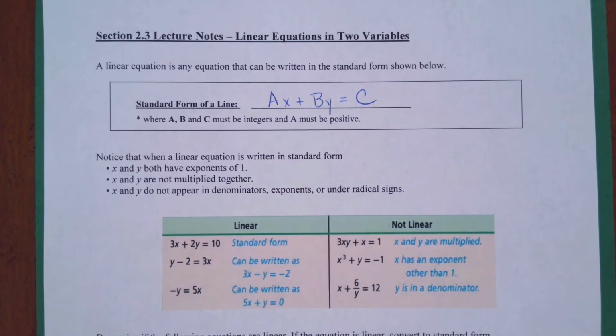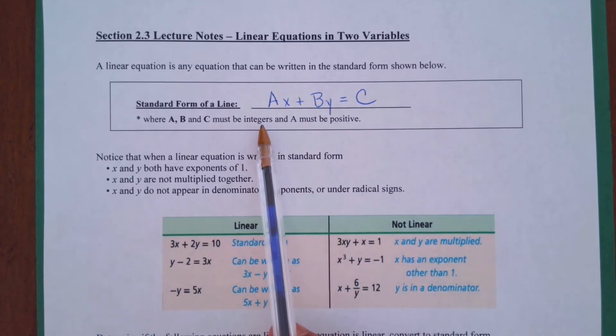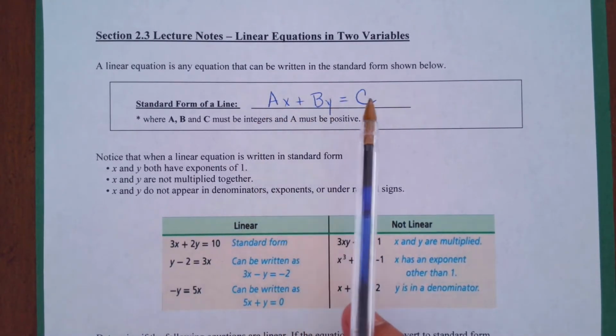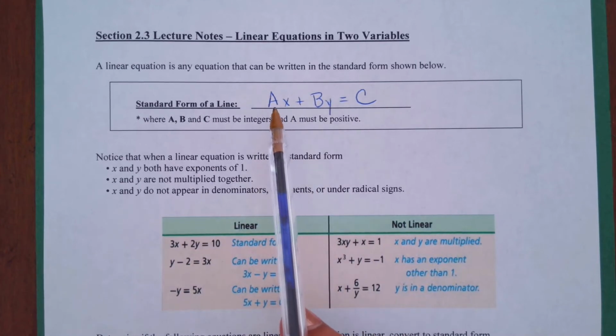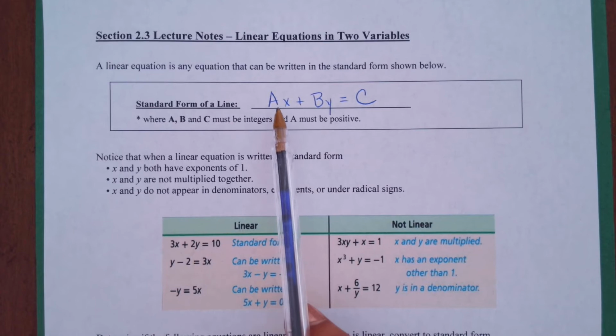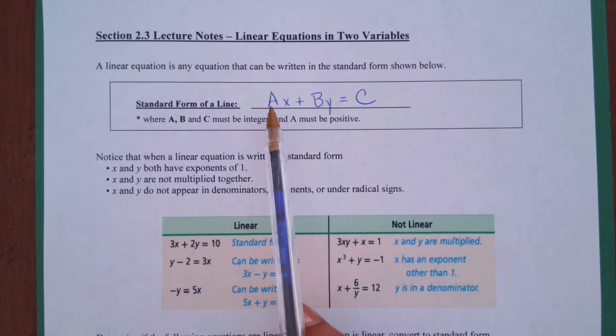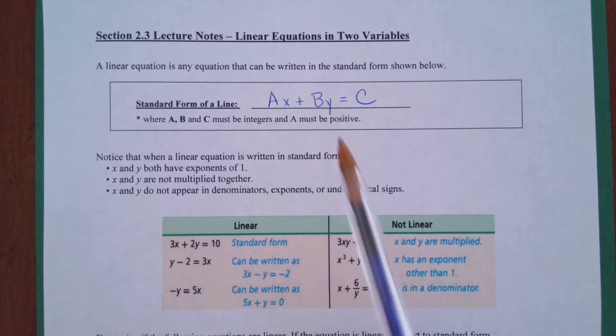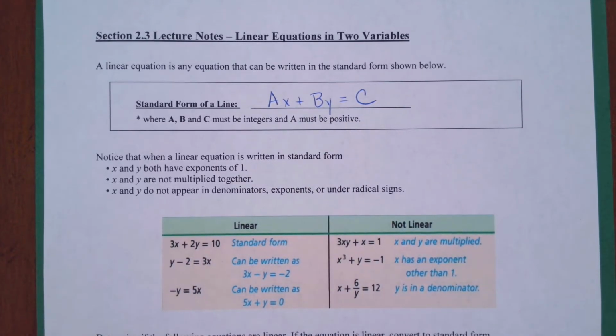And remember that a, b, and c must be integers. Remember that an integer is a whole number, positive or negative. Okay, so these numbers a, b, and c have to be whole numbers, and they have to be positive or negative, except for a. Right here, remember that a has to be a positive number. Okay. So a has to be positive, b and c can be positive or negative, but all three of those have to be whole numbers, integers.